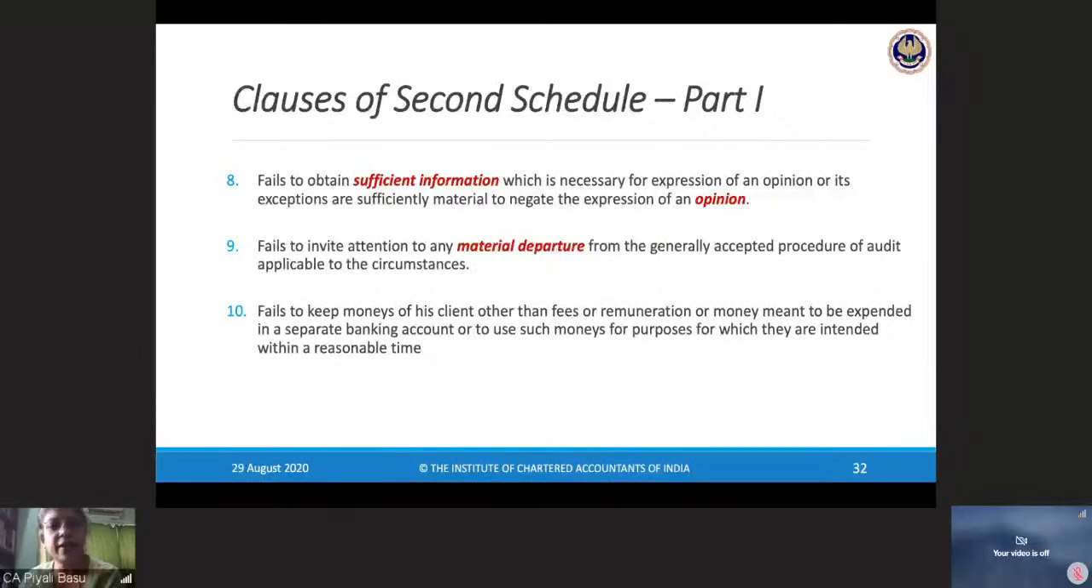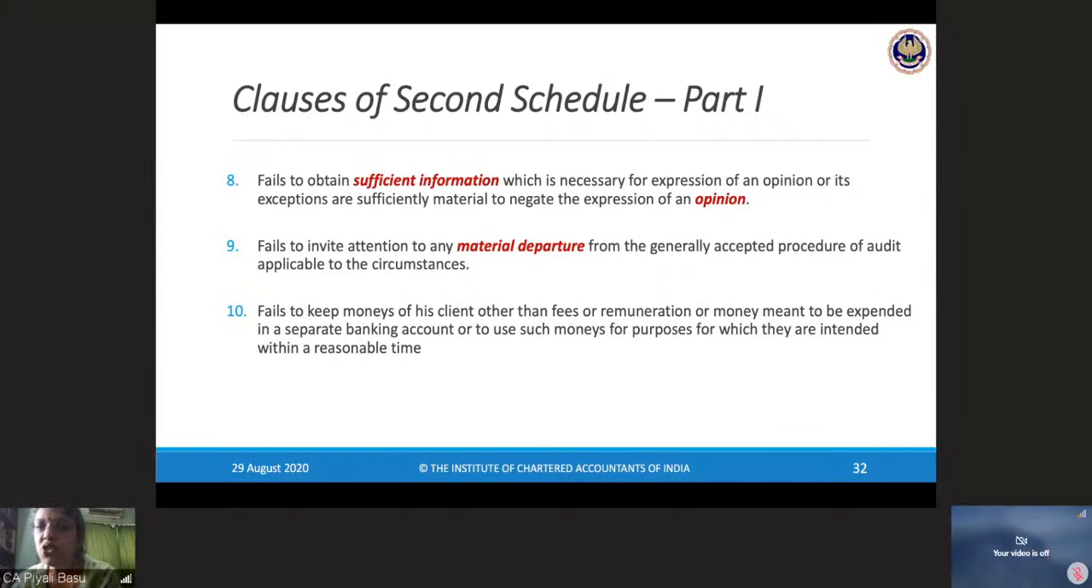Stock valuation is important. Okay, in Clause 7 I said, fine. Just going through it quickly to see if I have covered everything. Okay. Clause 9. Fails to invite attention to any material departure from generally accepted procedure of audit. Okay? That the audit should be done.